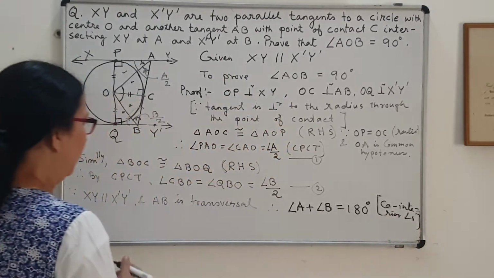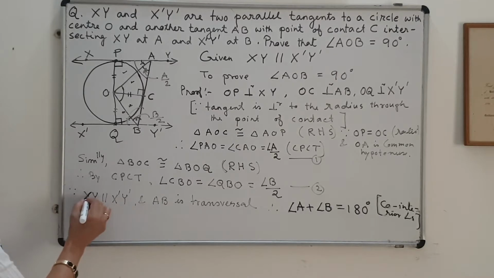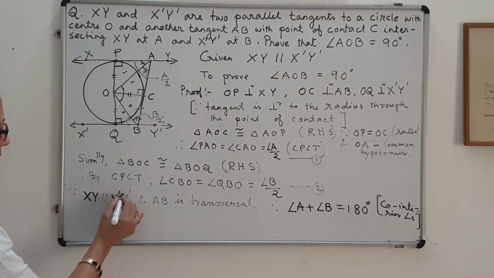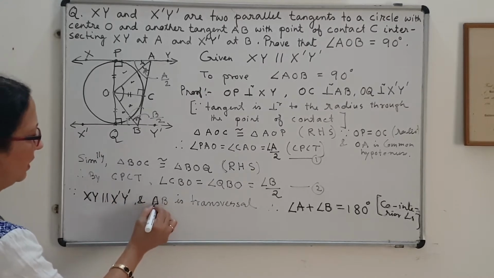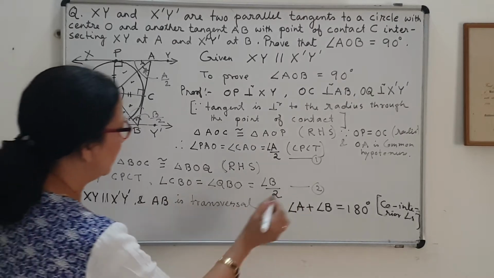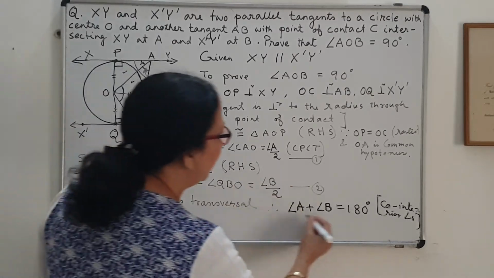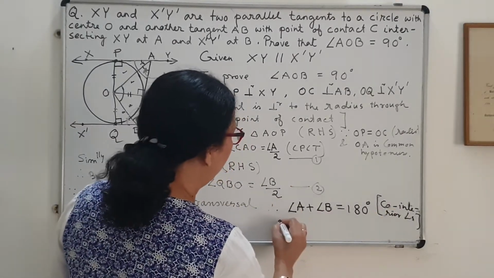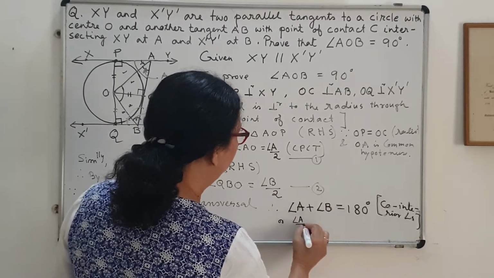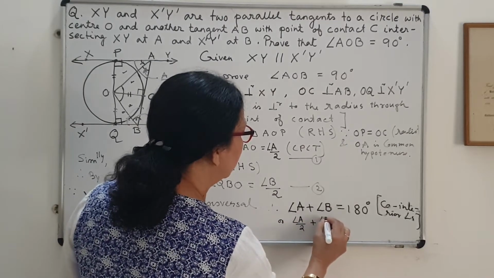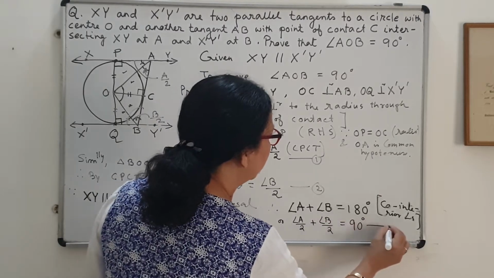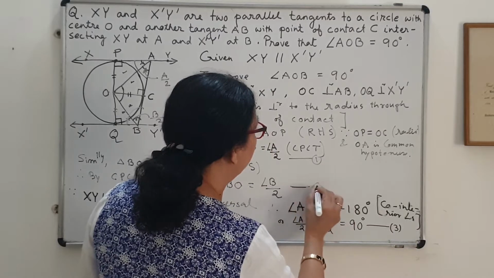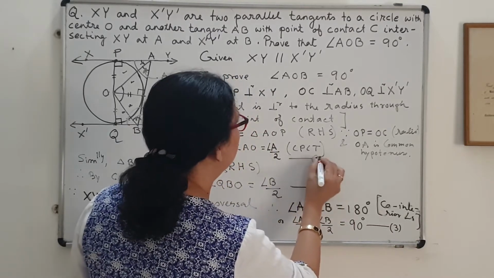Is it visible? It has become a bit faint. Okay, I think it is now okay. AB is transversal. Now let me divide both by 2. So angle A by 2 plus angle B by 2 will be 90 degrees. Say this is equation 3, because we already have equation 2 and equation 1 here.